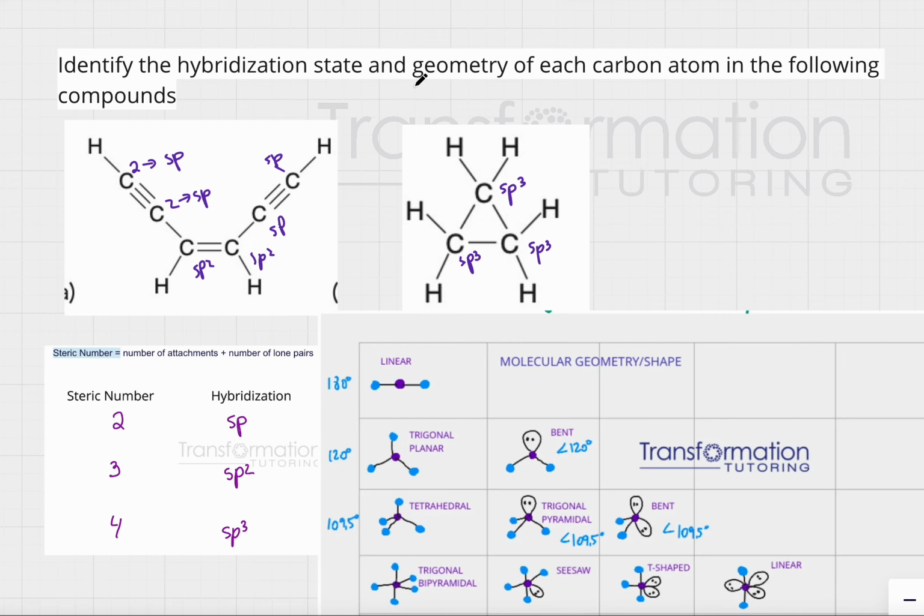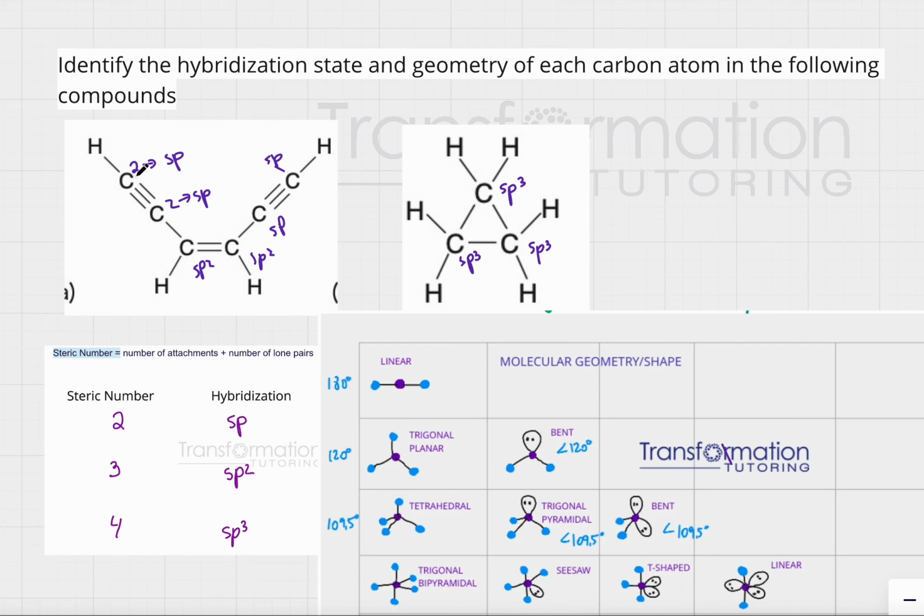Now we are going to figure out the geometry or the shape of each carbon. So if we are attached to 2 atoms, we're trying to find in my chart if my atom is attached to 2 atoms with no lone pairs. How do we read this chart? Purple is the central atom. The blue dots are atoms that it is attached to. And then if we see 2 little black dots, that's the lone pair.